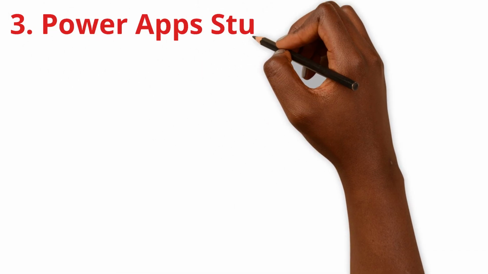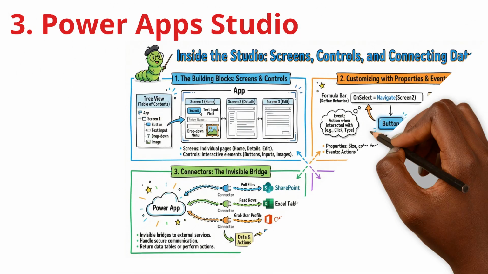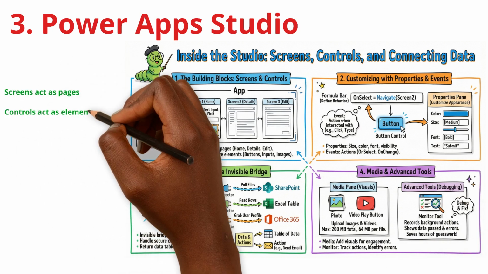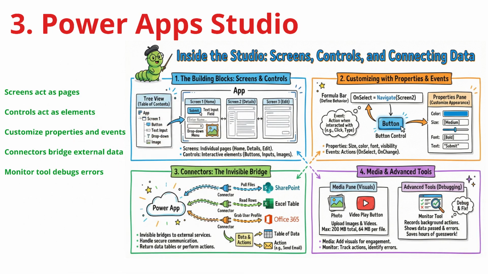Welcome inside the Power Apps Studio, your primary workspace for bringing a Canvas app to life. It all starts with the fundamental building blocks, screens and controls. Think of screens as individual pages, like a home page or a details page. Controls are the interactive elements you place on them, such as buttons, text inputs, or drop-down menus. You can track everything using the tree view, which acts as your app's table of contents.